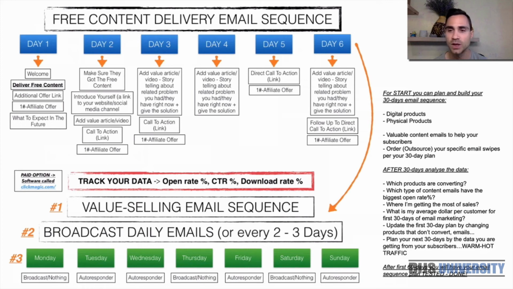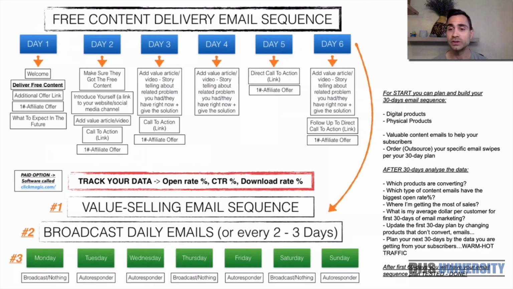So let's have a look. Which products are converting? Which type of content emails have the biggest open rate percent? Where am I getting the most sales? What is my average dollar per customer for the first 30 days of email marketing? So this is important because then you know how much you are getting on average per every single customer. That will give you an answer on how much you can spend on the front end to actually get a lead.